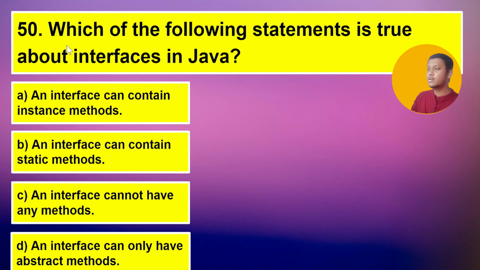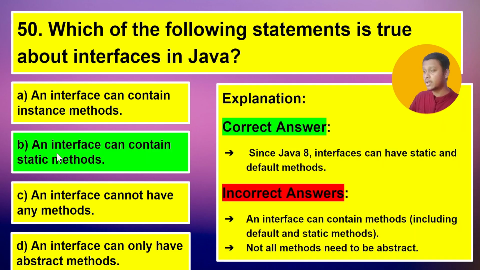Our next question is, which of the following statements is true about interfaces in Java? An interface can contain instance methods. An interface can contain static methods. An interface cannot have any methods. An interface can have only abstract methods. So here the correct answer is option B. An interface can contain static methods.